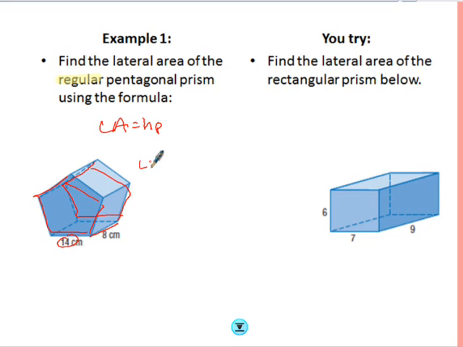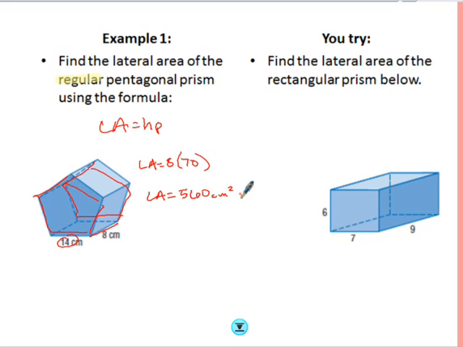So right here we have LA equals 8 times the perimeter of the base, so that's 14 times 5, so that's 70. So the lateral area here would be 560 centimeters squared. That's for Miss Ottinger. So that's how we do it. We have to make sure that we understand the height from the base.